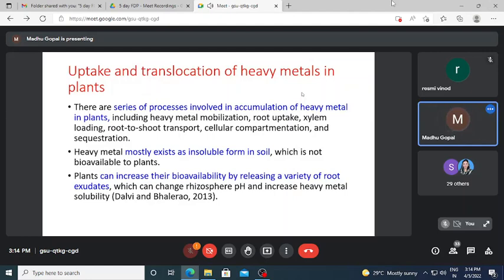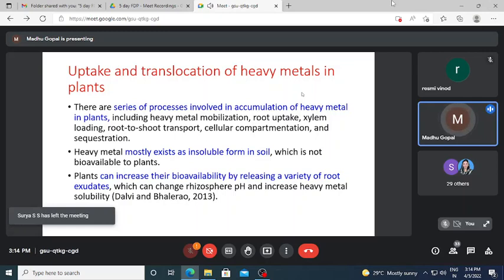As in the case of chlorinated organics, a series of processes are involved in the accumulation of heavy metal in plants, including heavy metal mobilization, root uptake, xylem loading, root to shoot transport. Root to shoot means from root to the leaf. Then cellular compartmentation, sequestration, etc.